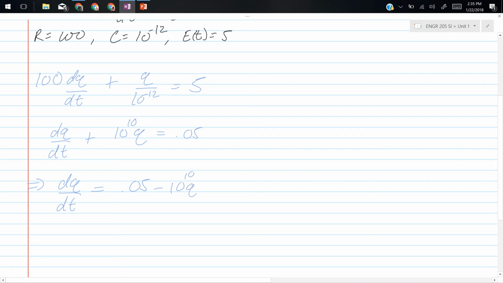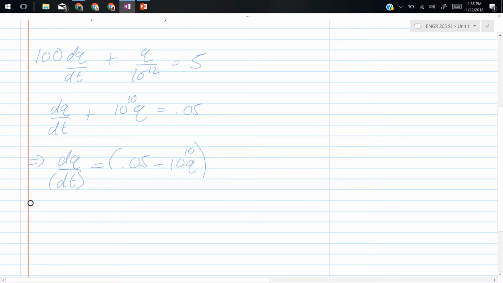So now the next step is I'm going to divide over this term here and multiply this term to the other side. So then I'll have one side of all q's and one side of all t's. So now it means I'll have an integral of 1 over 0.05 minus 10 to the 10th q dq equals the integral of dt.